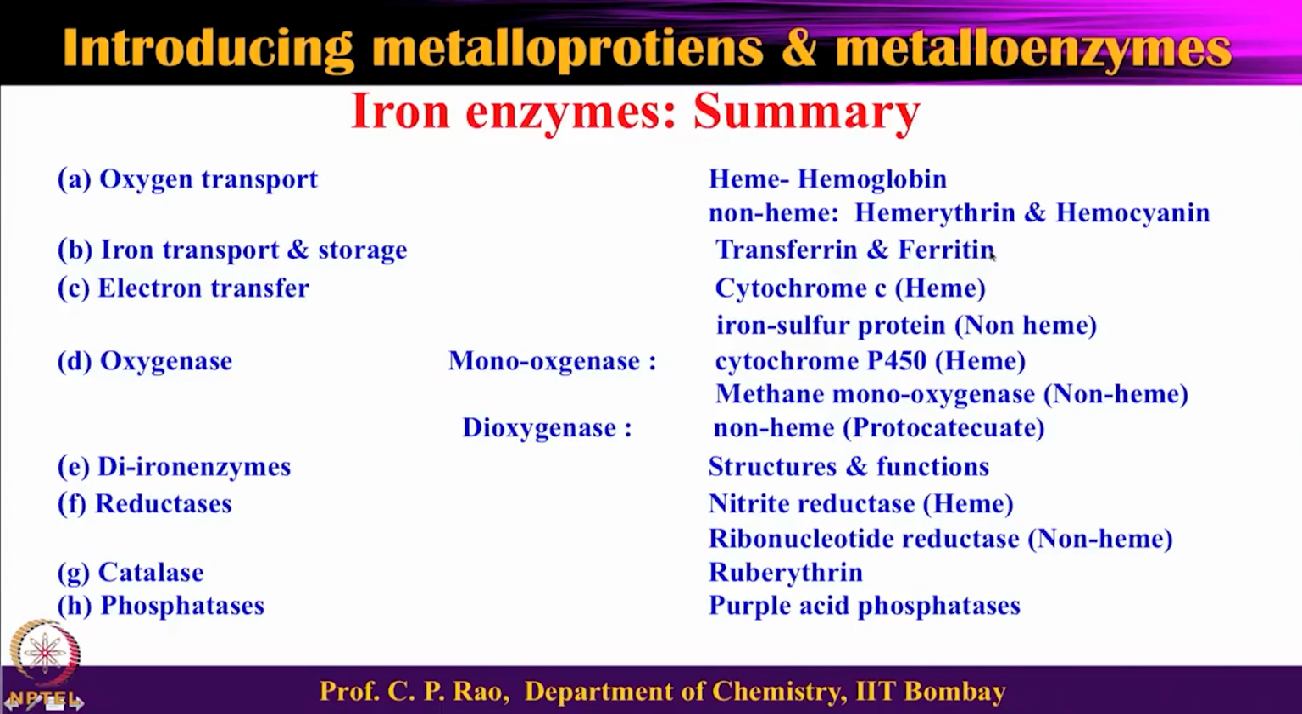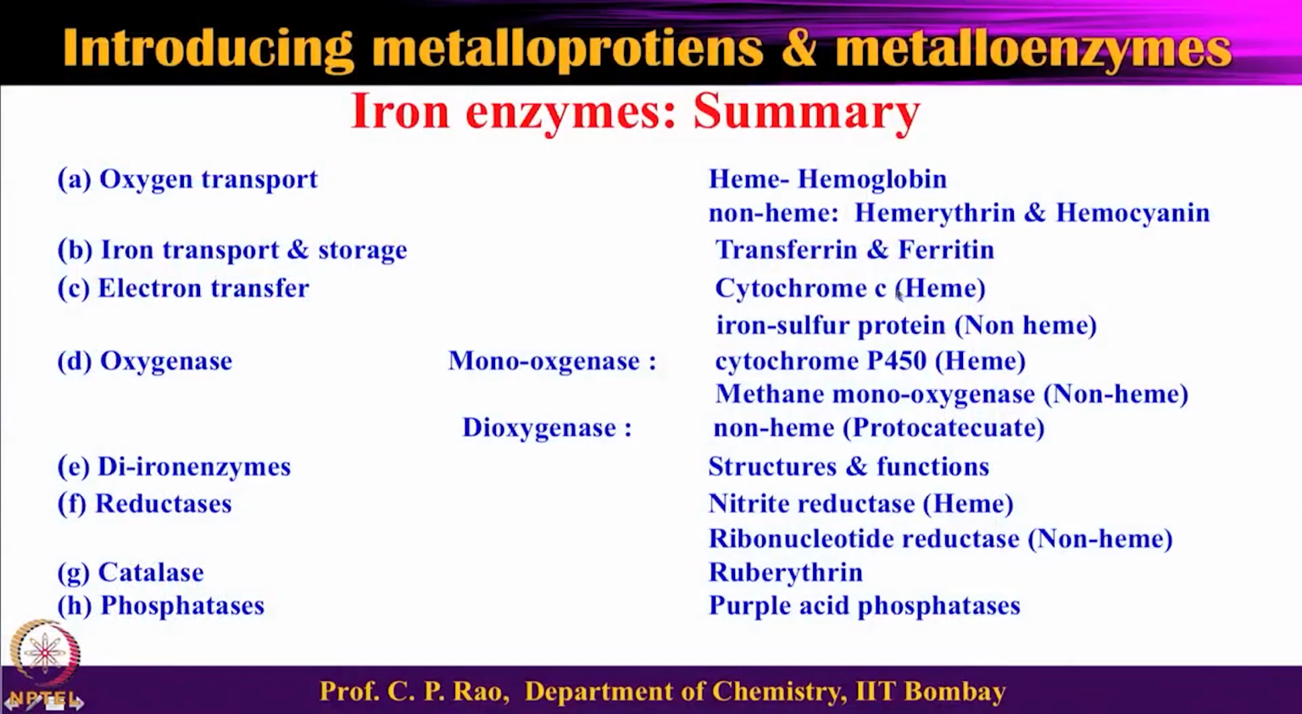Then when it is to be released, this iron 3 has to be reduced by some kind of reducing enzymes, some kind of electron transfer heme enzymes, which will reduce it, and then the iron is released. So, these are all things I have explained to you.